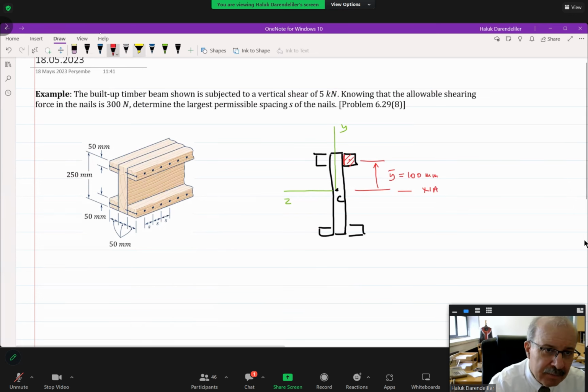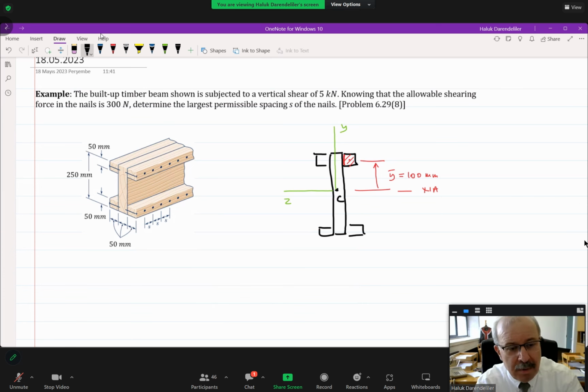Now look, what was our equation? Our equation was V over It, but now this is the shear flow equation. Remember, whenever we have nails, pins, whatever, we will use the shear flow equation, VQ over I. So in this problem, I'm just going to write the resultant moment of inertia to save time. We are looking for the shear flow between these two surfaces along the plane shown by that red line over there.